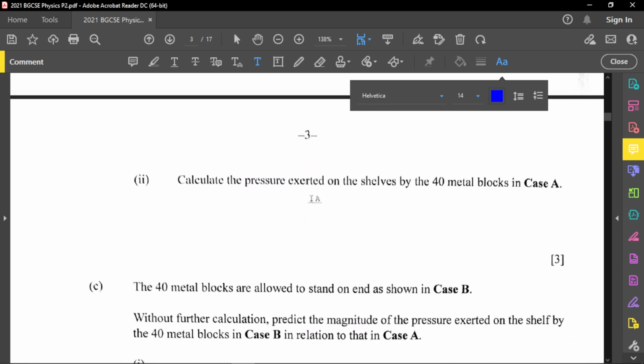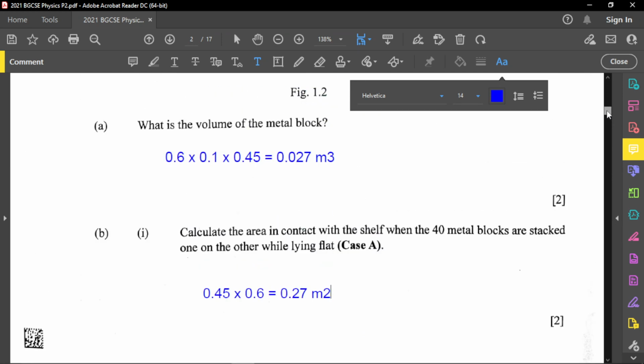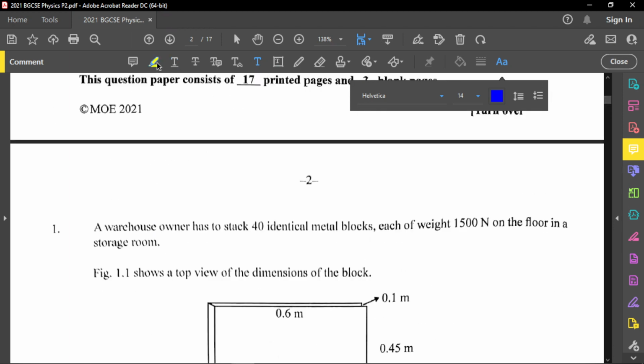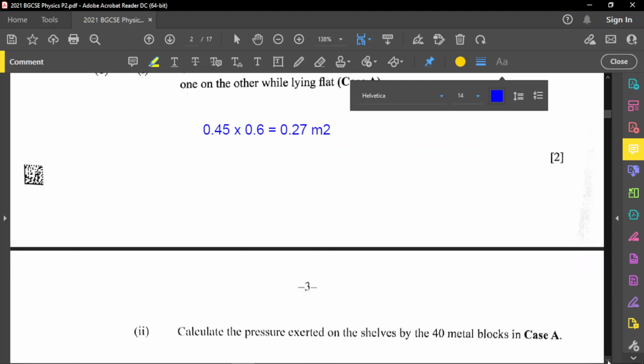The next part of the question is to calculate the pressure exerted on the shelves by the 40 metal blocks in case A. We already have the force, so let's go for the weight of a block. We want to find pressure, and pressure is force over area. Remember, going back to the first part of the question, that a single block is 1,500 newtons. So there's 1,500 newtons for one block.